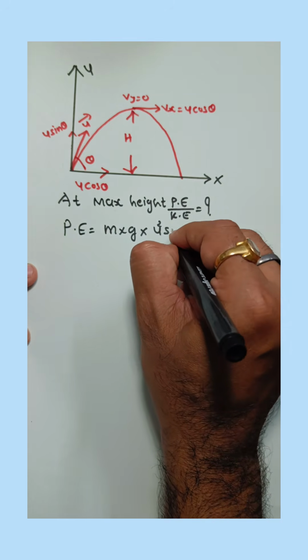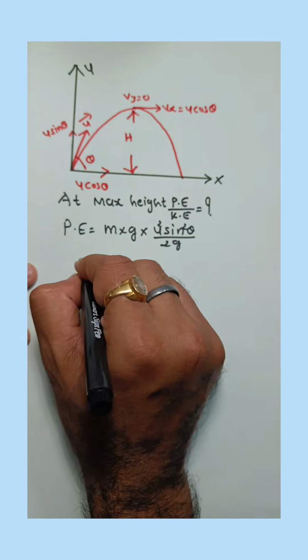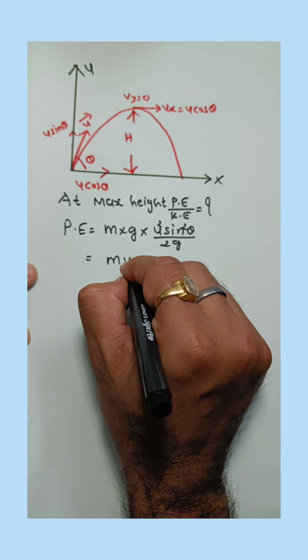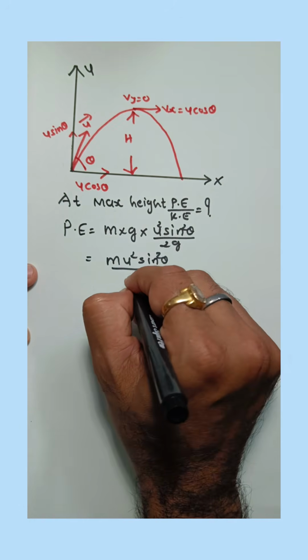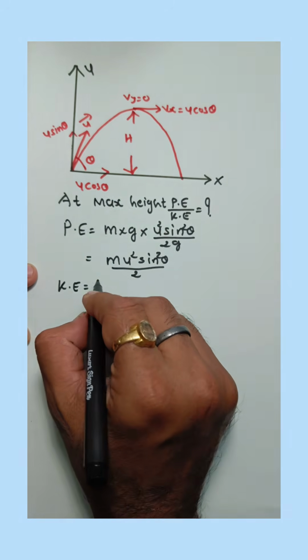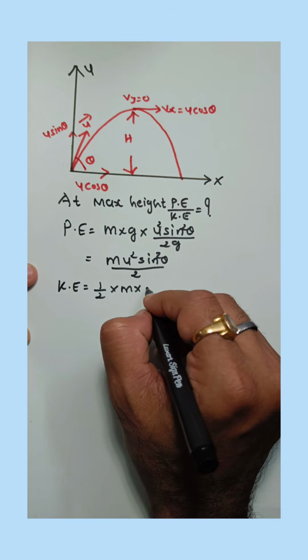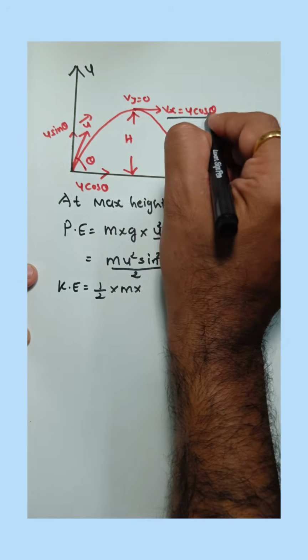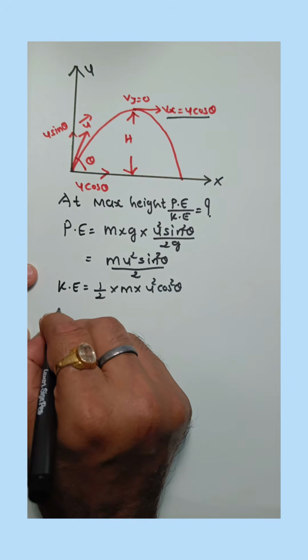The equation of h is u square sin square theta upon 2g. Here g is cancelled, so it is m u square sin square theta upon 2. Now kinetic energy at the point of maximum height is half into mass of projectile into square of speed, but here speed is u cos theta, so u square cos square theta.